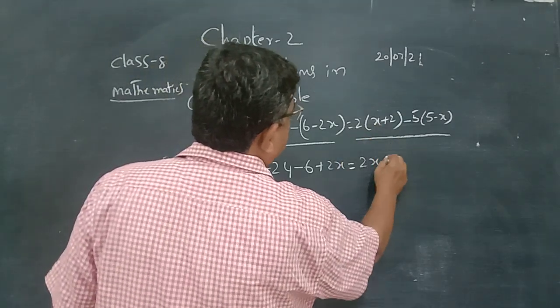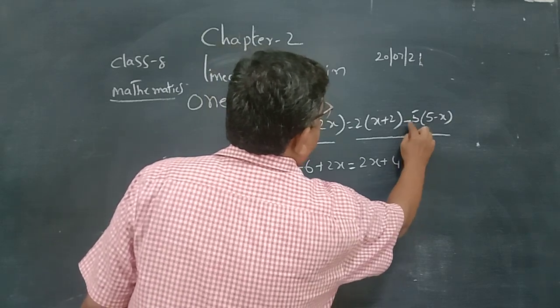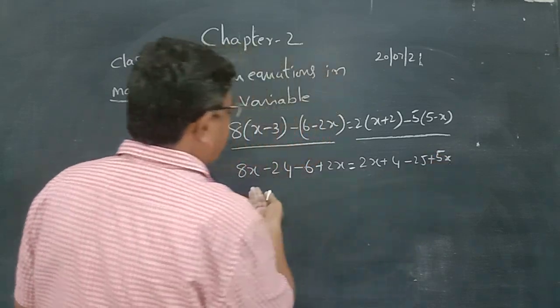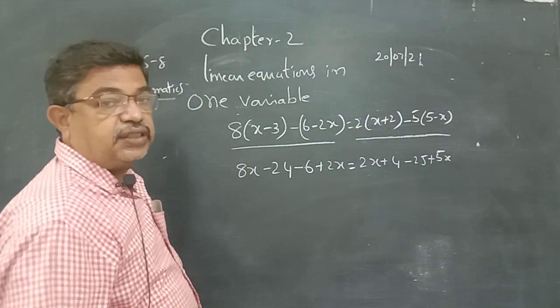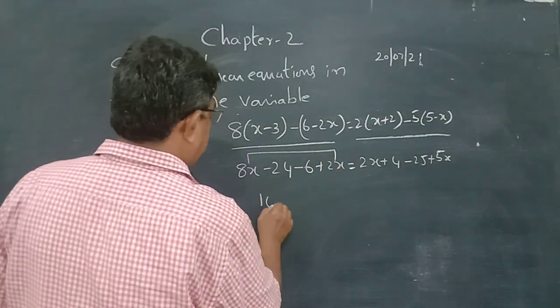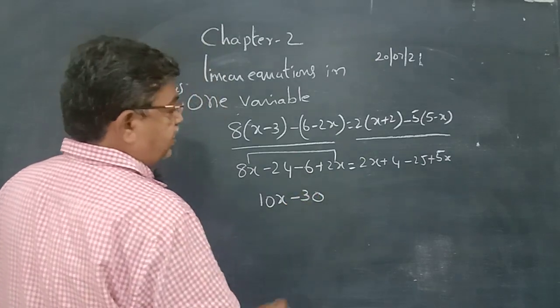2 into 2, it is 4. Minus 5 into 5, minus 25. Minus 5 into minus x, it is plus 5x. If you observe the product here, then the rest of the thing is very simple. Now add like terms, 8x plus 2x, 10x, minus 24 minus 6, it is minus 30.